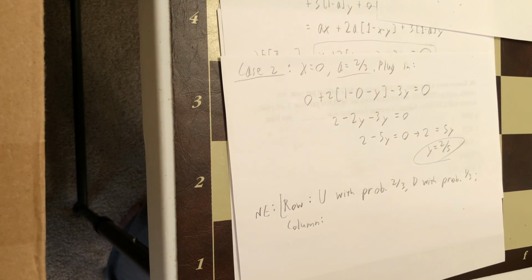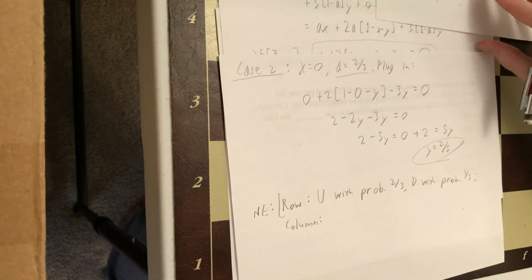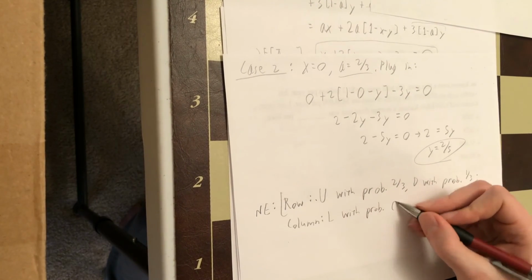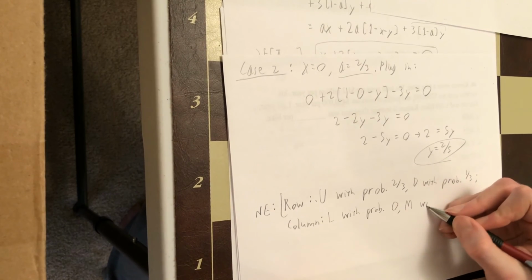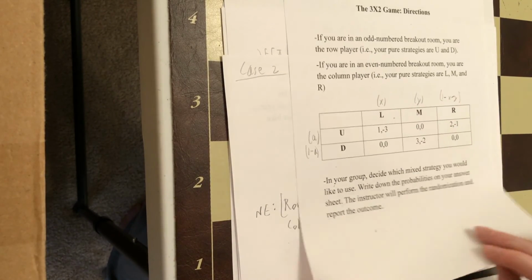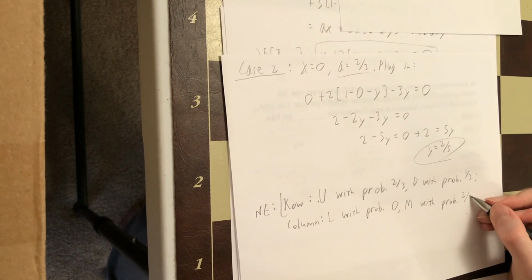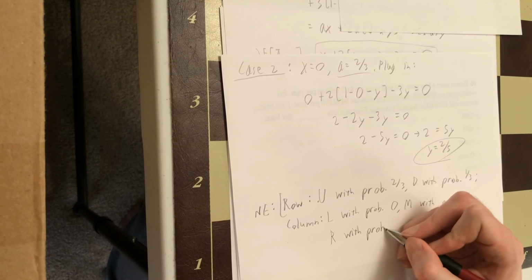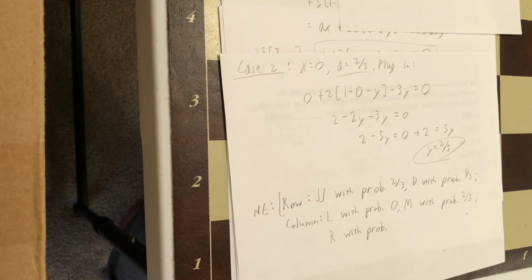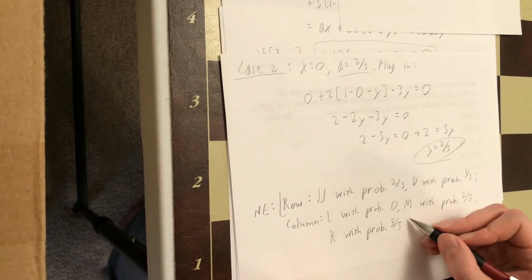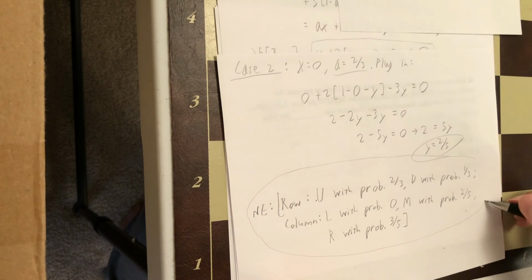For our column player, we said x is 0 in the only case that worked, and x corresponds to the probability of playing L. M is played with probability y, and we just demonstrated that y should be 2/5. And that leaves R. Probabilities have to sum to 1, so this will be probability 0, and this will be probability 2/5. The last one must be played with probability 3/5. So that's our Nash equilibrium.